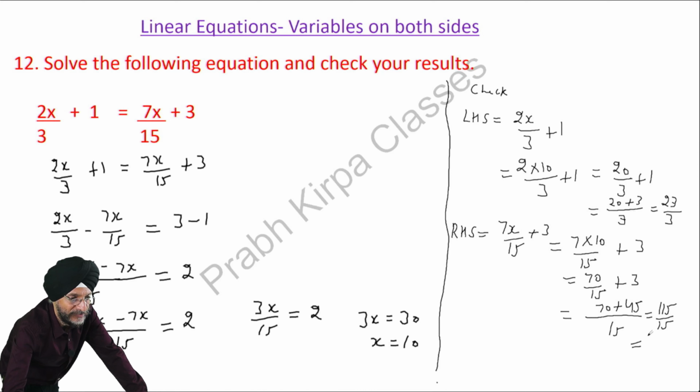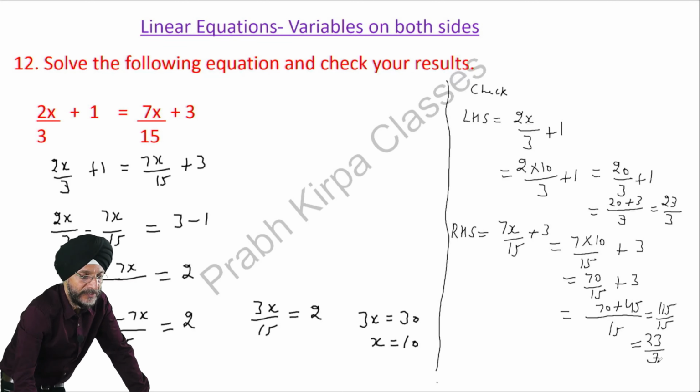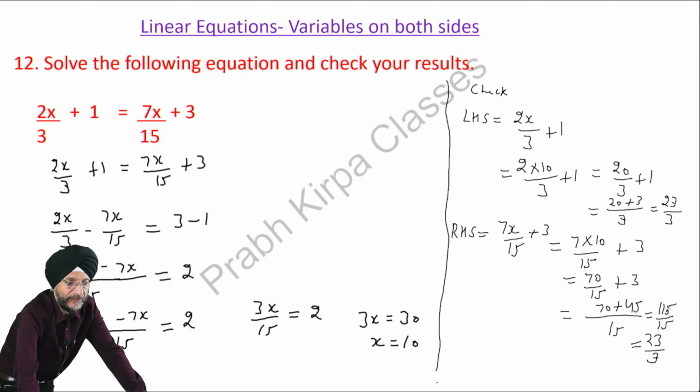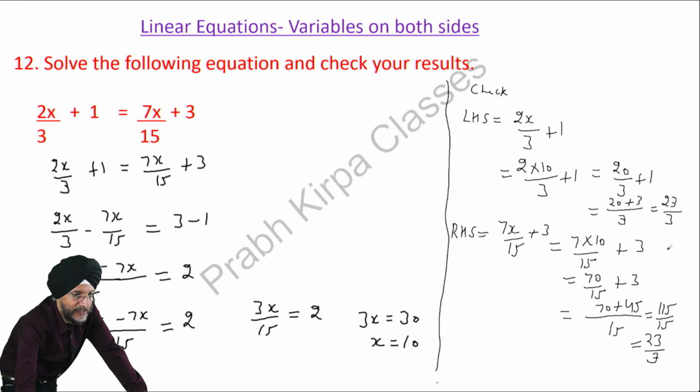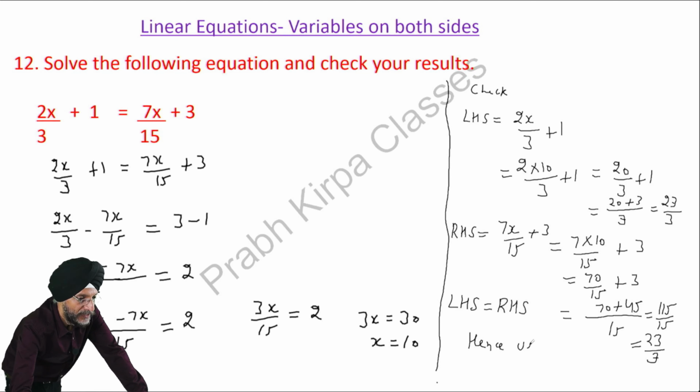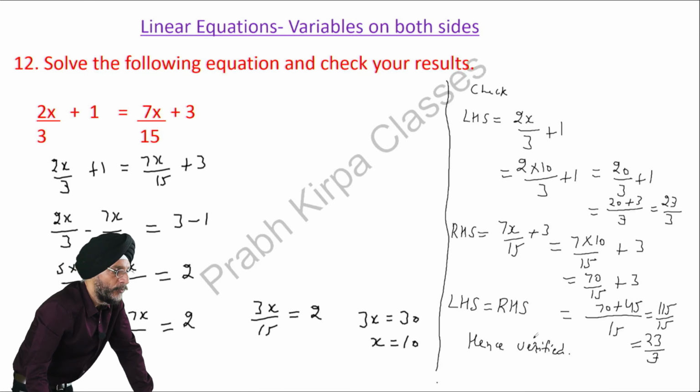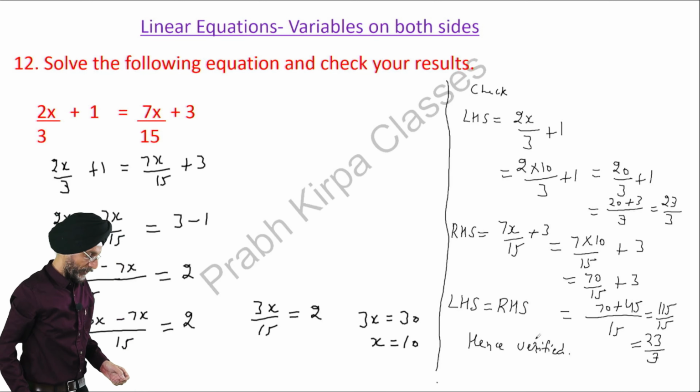We will divide both the top and bottom by 5. It becomes 23 over 3, because 15 divided by 5 is 3, and when we divide 115 by 5, it becomes 23. So here the left hand side is 23 over 3 and the right hand side is also 23 over 3. So left hand side is equal to right hand side, hence verified. That is, the value of the variable which we had calculated as 10 is correct.